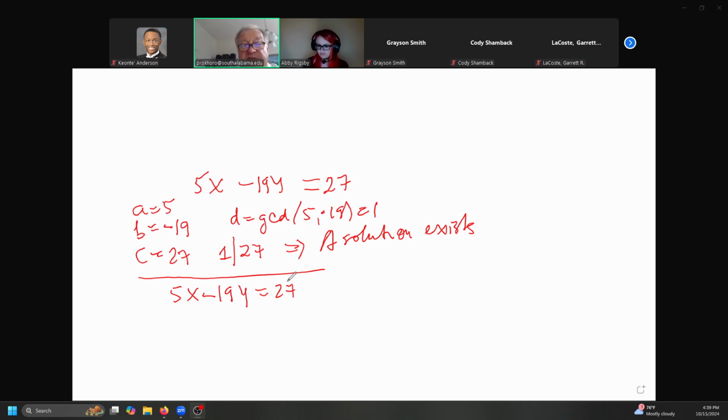So we need to rewrite this equation. How can we rewrite 5x minus 19y equals 27? What do we leave on the left-hand side? The smaller number. So 5x equals 27 plus 19y. Good. Now instead of y, we'll substitute specific numbers. Which numbers can we substitute?